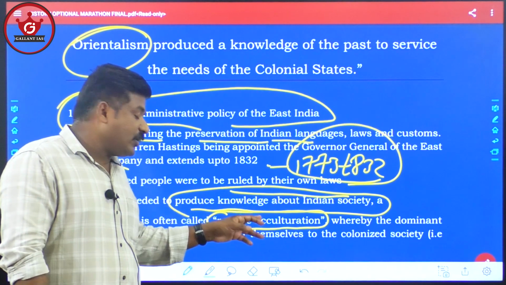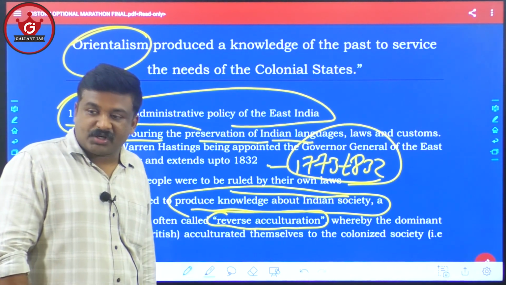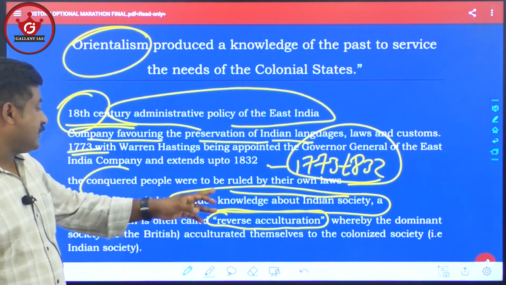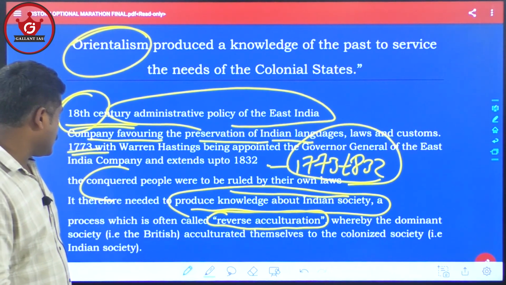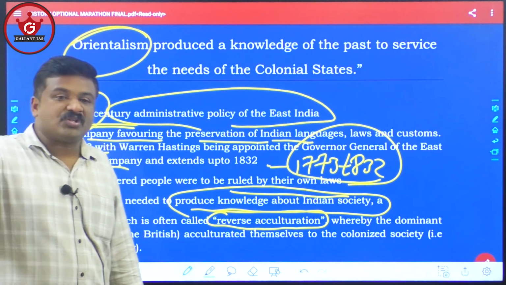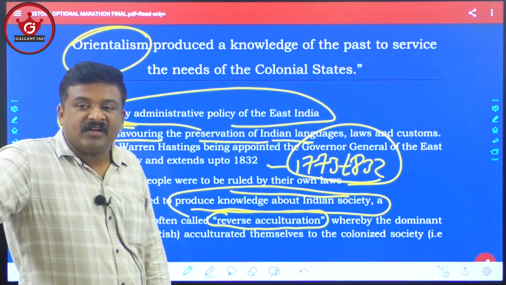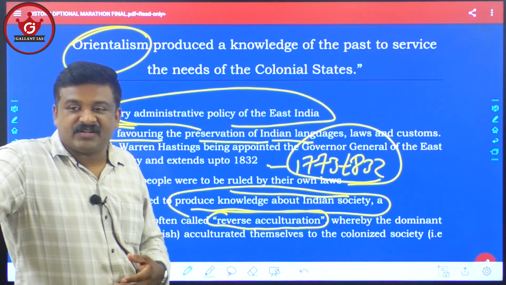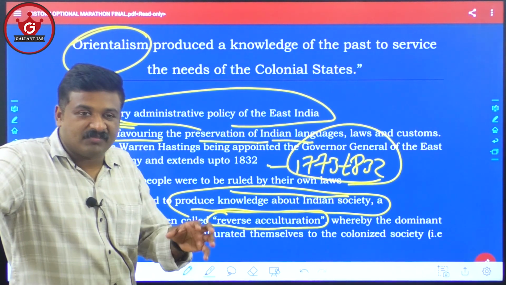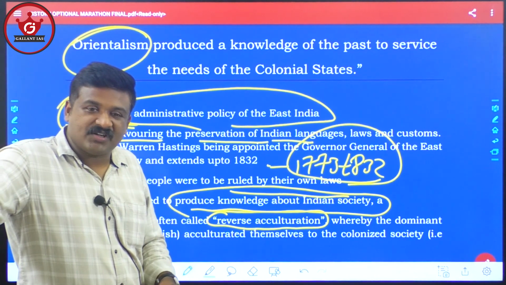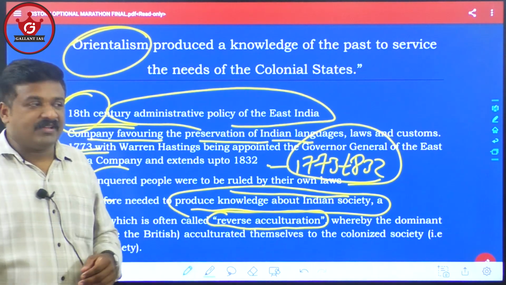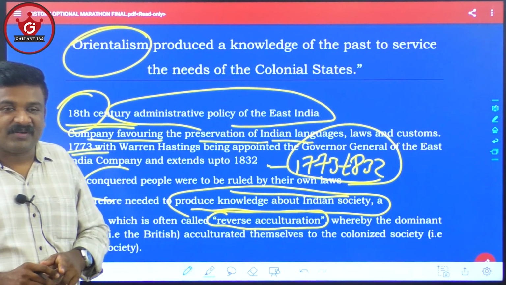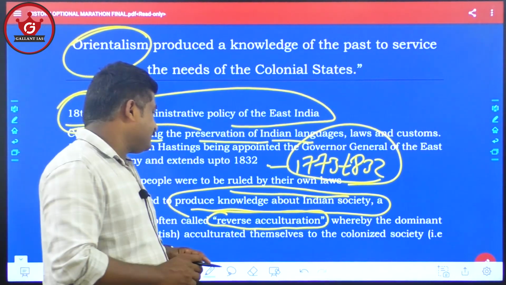Reverse acculturation, whereby the dominant society acculturated themselves into the colonized society, Indian society. The fact is very simple. They wanted to justify their colonization as improving Indians, protecting Indians, or modernizing Indians. They simply wanted to justify their colonization. അതായത് ഇന്ത്യയിൽ അവർ വന്നത് അവർ മോശമായിട്ടുള്ള പരിപാടിക്കല്ല, അവർ ശരിക്കും ഇന്ത്യൻസിനെ ഉദ്ധരിക്കാനാണ് എന്നൊരു മെസ്സേജ് കൊടുക്കാൻ വേണ്ടിയിട്ടുള്ള സംഭവമായിരുന്നു അത്.